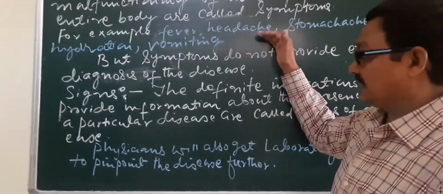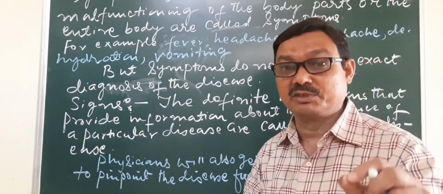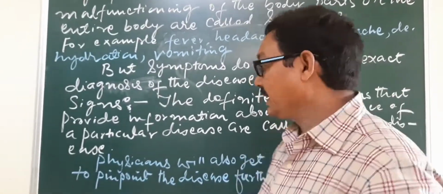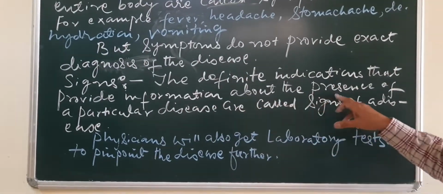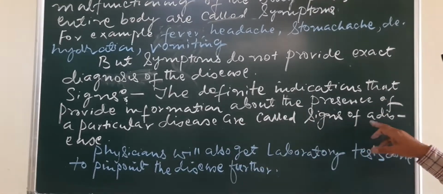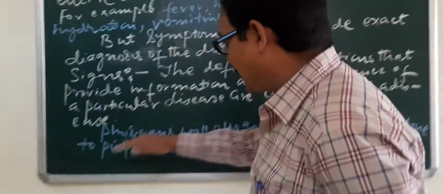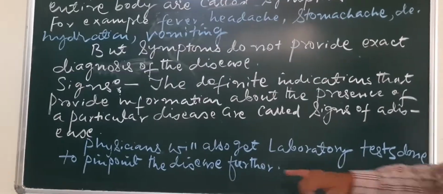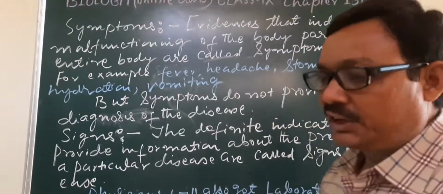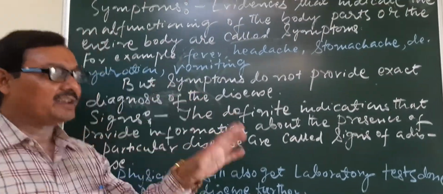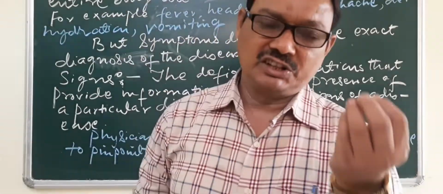But after that, there is a little more further indication of the presence of the disease, the evidences, that is, the signs. The definite indications that provide information about the presence of a particular disease are called signs of a disease. Physicians, not only depending upon these two, will also get laboratory tests done to pinpoint the disease further. So these are three different aspects to diagnose a particular type of disease present in the individual.